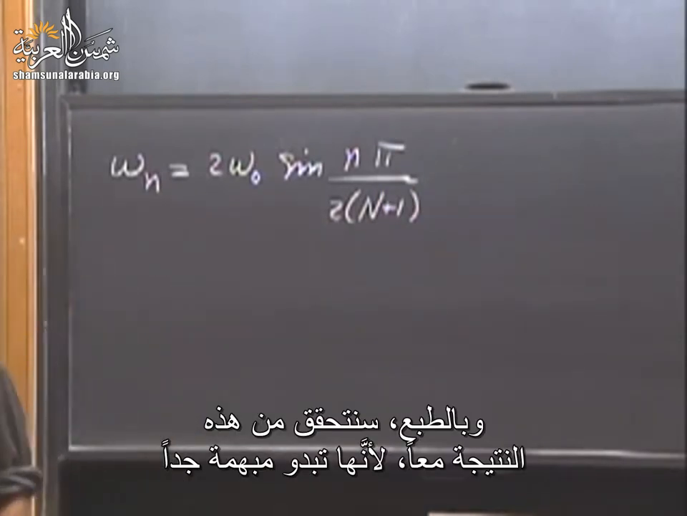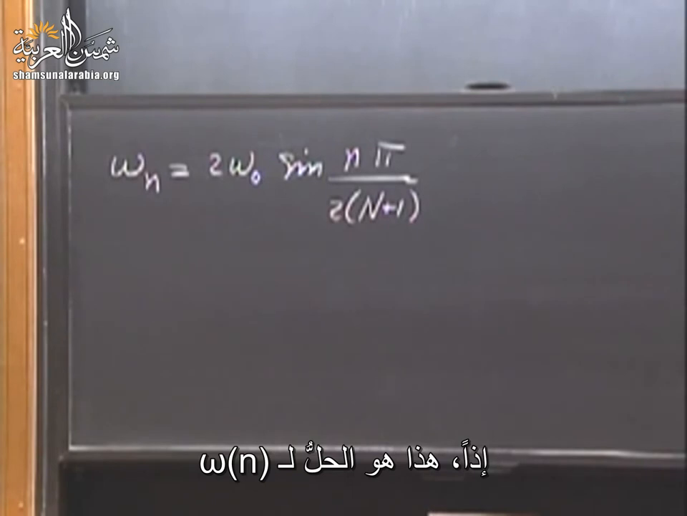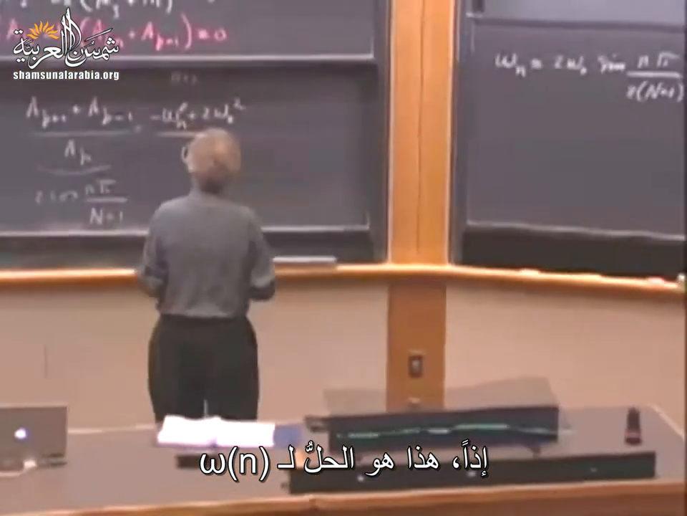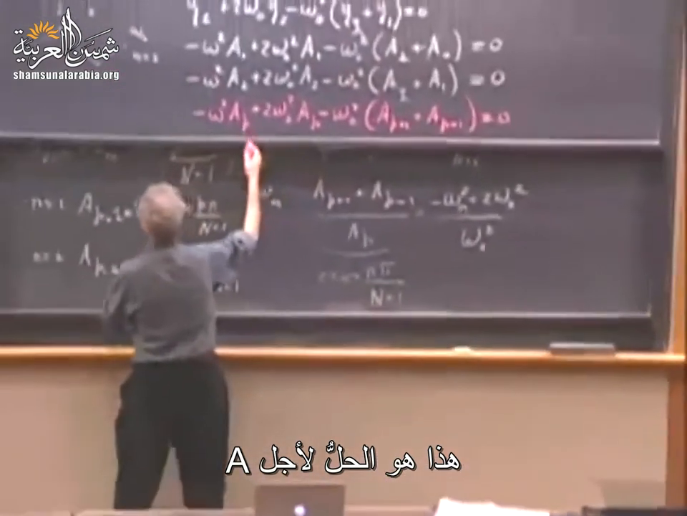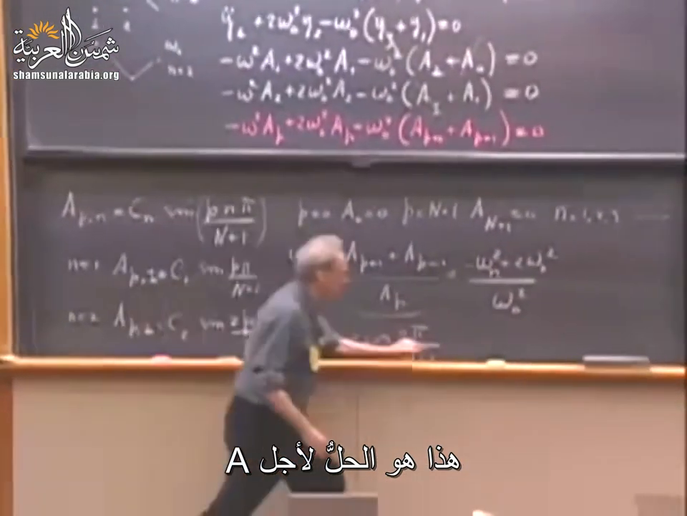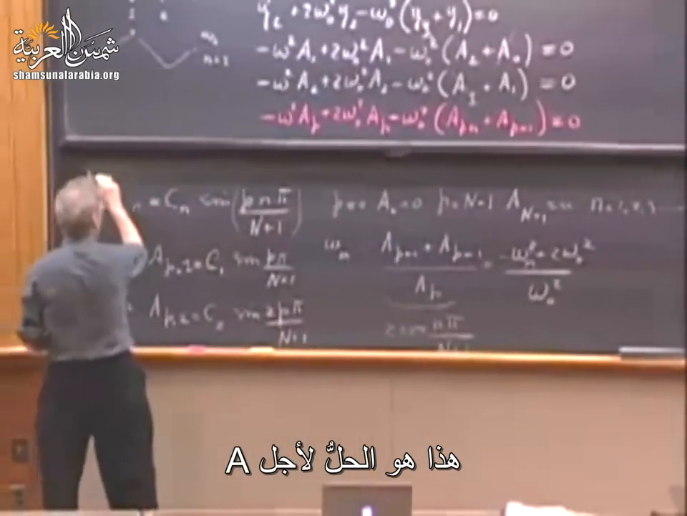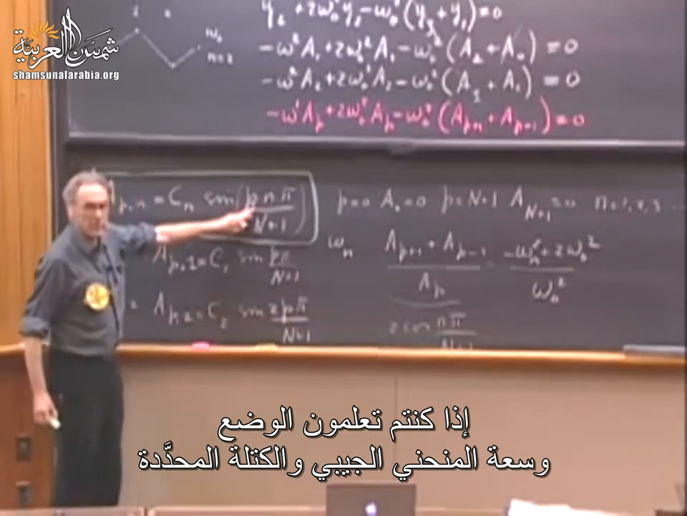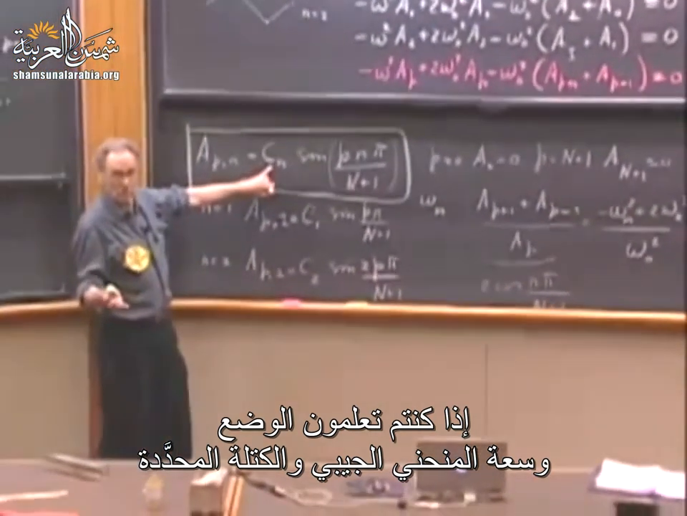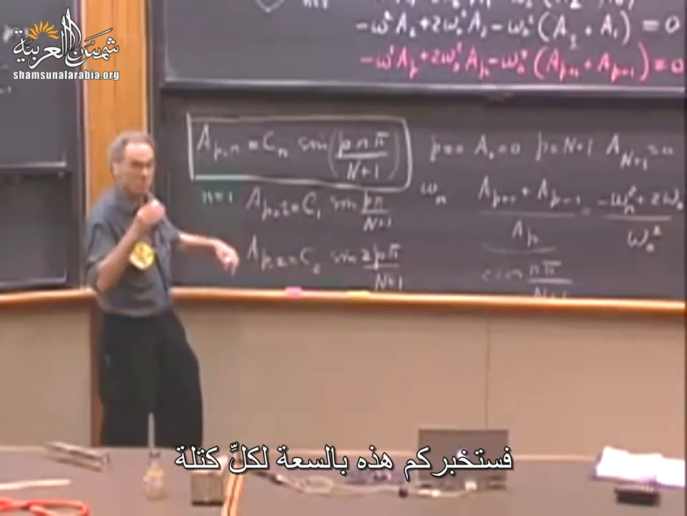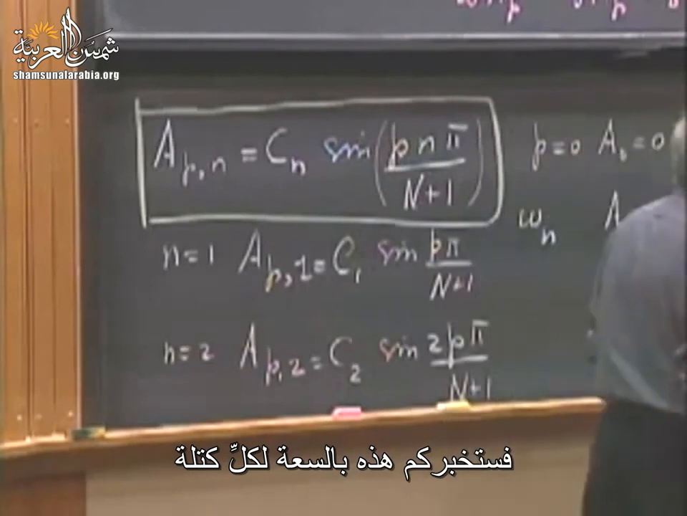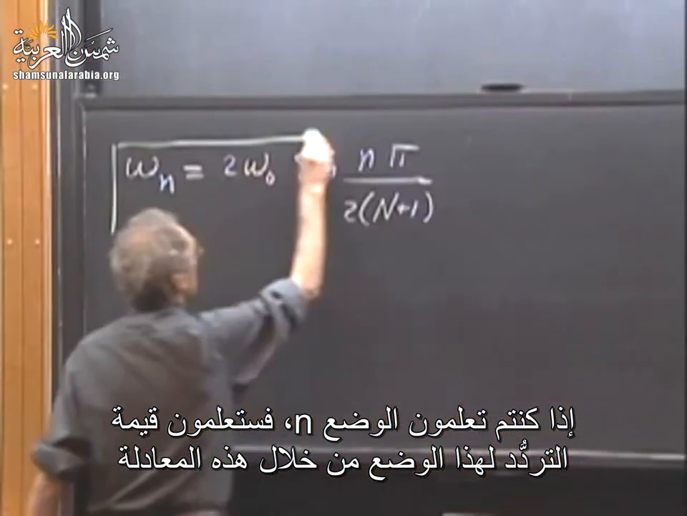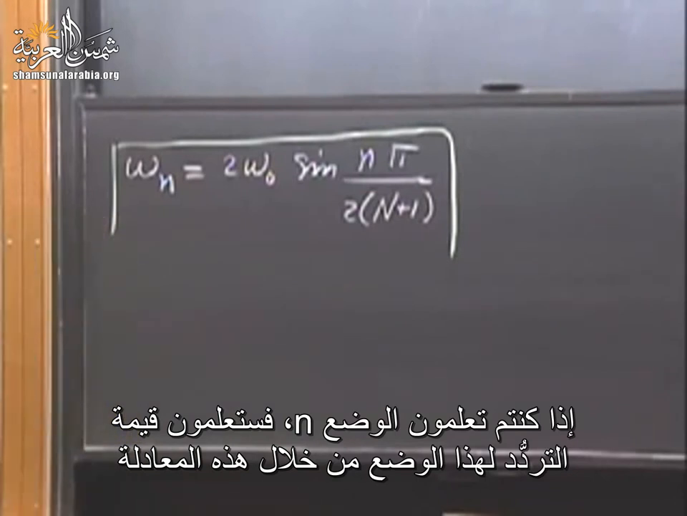And of course, I'm going to look through that result with you. As of now, it looks very opaque. So this then is the solution to omega n. This is the solution. I will take one color to show you how these link. This is the solution for A. If you know the mode, and you know which particle it is, and you have specified the amplitude of the sinusoid, then this tells you each particle what the amplitude is. If you know the mode n, then you know that this is going to be the frequency.